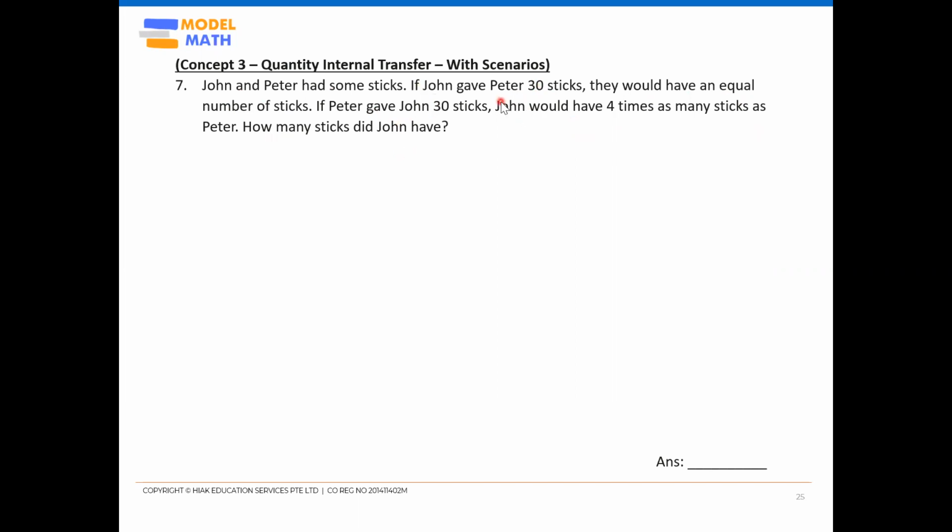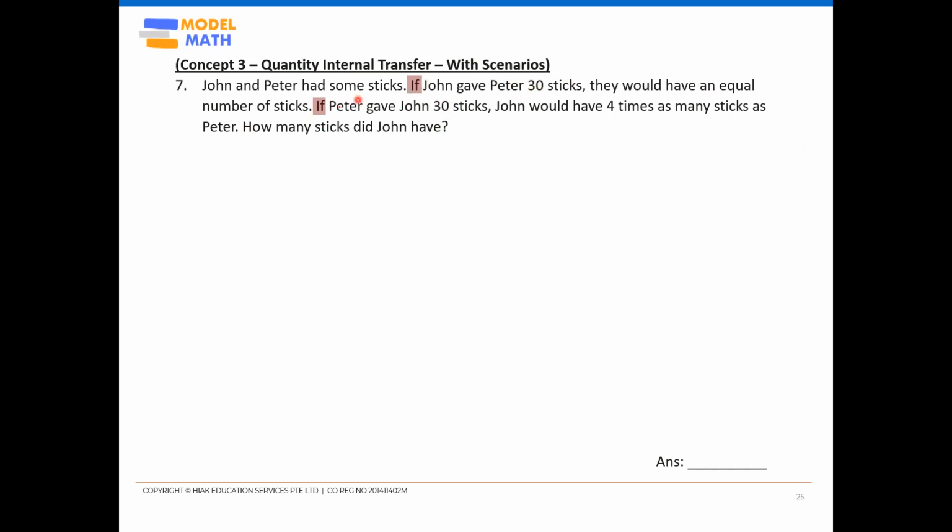So looking at this question, if you notice, this is a scenario-based question, because there are 2 "if"s here, 2 different scenarios. In these 2 scenarios, notice that they did not provide you with any number of stakes at all for each person. None at all. They only give you a transfer, John giving Peter. In fact, this is an internal transfer. Then they tell you what happened in the end. In the end, it's equal.